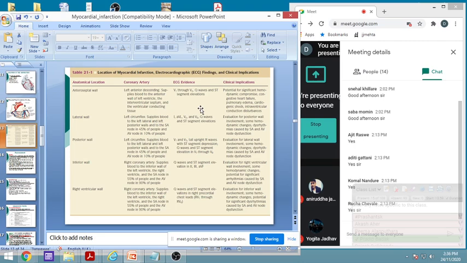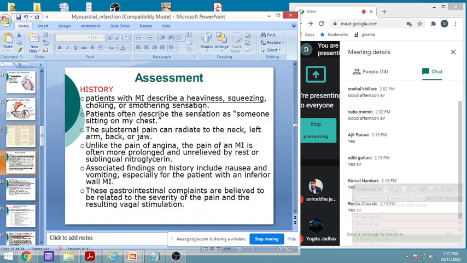So these are various important areas, or we can say the location-wise classification of myocardial infarction. And we have also seen what ECG changes occur during that. Now let us see how we will assess, or what etiological changes we can get.